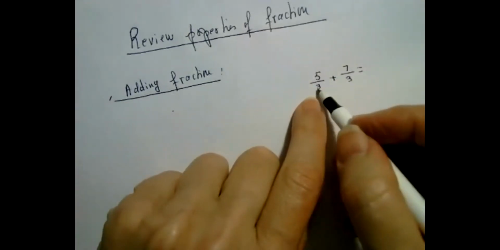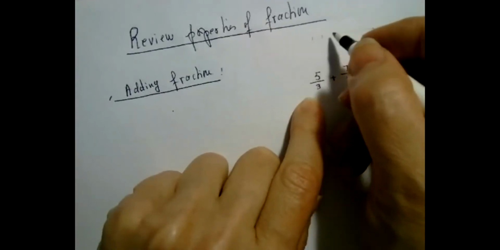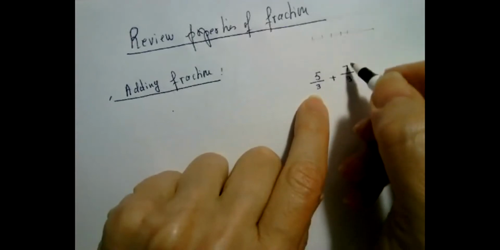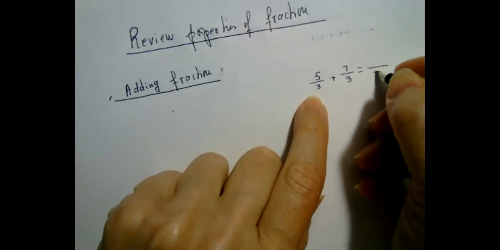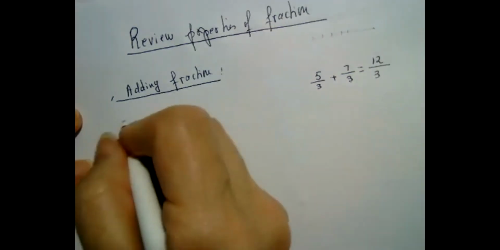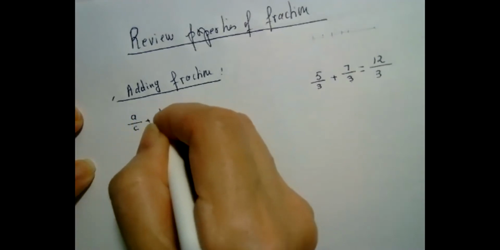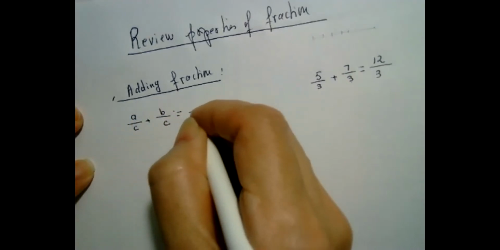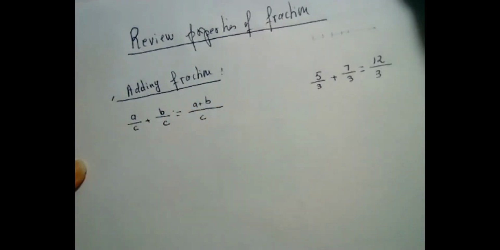So here the denominator is the same. You have 5 pieces, each one of them is a third. You add 7 pieces, each one is a third. So if the denominator is the same, you basically add the numerators. That's crucial: to add them, the denominators must be the same.